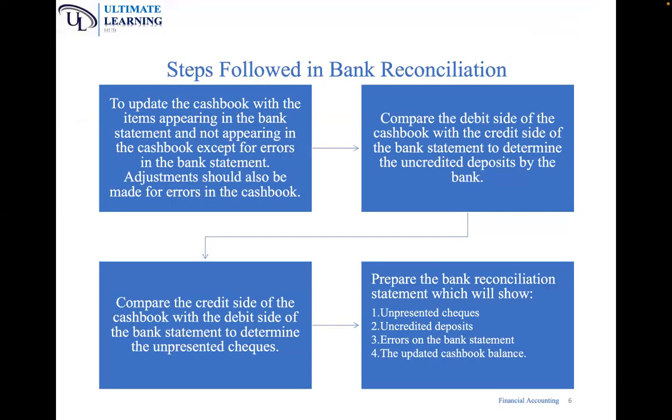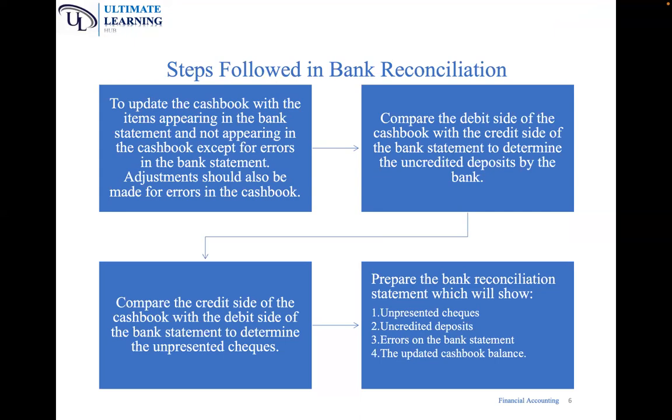Now, how do we perform bank reconciliation? Bank reconciliation is a four-stage process. In other words, there are four steps that we follow when we are going to perform bank reconciliation. The first step is to update the cash book. You normally start by adjusting the cash book, to update the cash book with the items appearing in the bank and not reflected in the cash book. That is the first step.